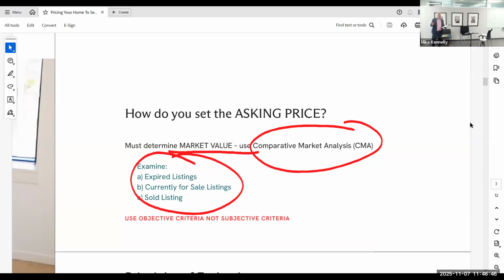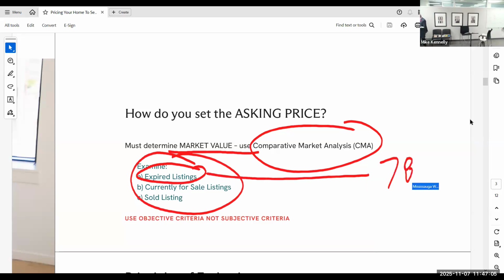A lot of realtors don't even talk about the first category, expired listings. Most realtors don't bring that to their presentations and their meetings. I do, because 80% right now, or let's call it for real, 78% of all the listings on the market right now expired, Mr. and Mrs. Seller. Why did they expire?